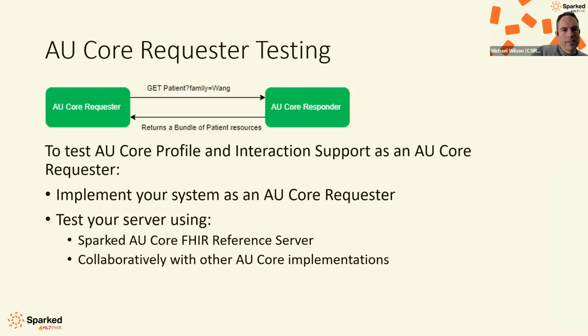And AU Core requester testing. So this is profile and interaction support as an AU Core requester. Implement your system as a client, and you can test your system using the Spark AU Core FHIR reference server, which we'll have available on the day, as well as collaborating with others on the day that have servers that might allow you to connect to them.